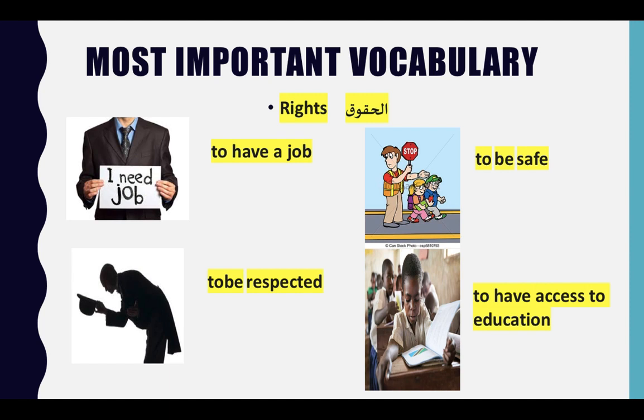We have the right to be safe, which means to live in peace in your country. We have the right to have access to education, which means the right to go to school. All citizens have the same rights: to have a job, to be respected, to be safe, to have access to education, etc. We have so many rights.